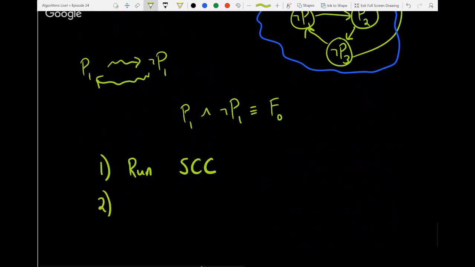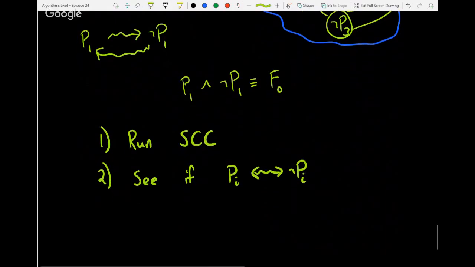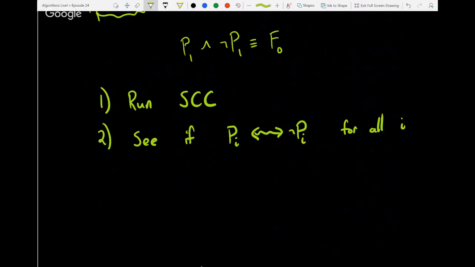The second thing is to see if whatever Pi is can reach not Pi, and vice versa, which you just check by seeing if they're in the same strongly connected component. And that's for all Pi, or for all i. And then the last step is if it's satisfiable, so this doesn't hold for any of the propositions, so you don't have a single contradiction, then what we can do is go through this metagraph.